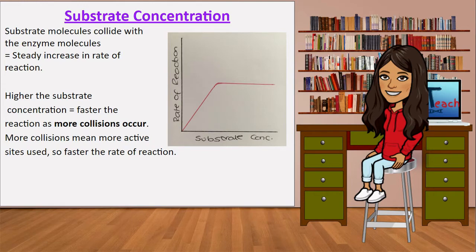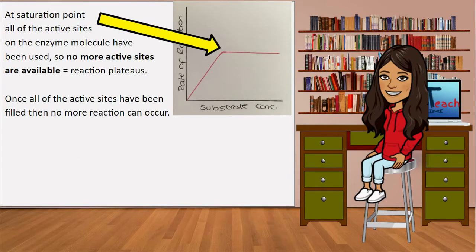But, as you can see, the plateau is also happening in this graph. Where you can see that big yellow arrow pointing to, this is where the plateau starts, and this is known as the saturation point. This is basically where all of the active sites on the enzyme molecule have been used. They are known to be saturated, and so no more active sites are free for the substrate, so we see a steady rate of reaction as demonstrated by the plateau.